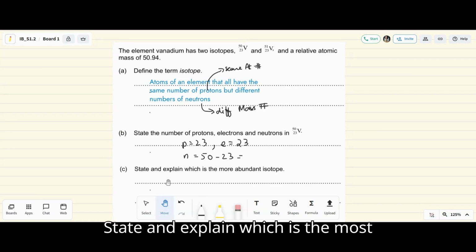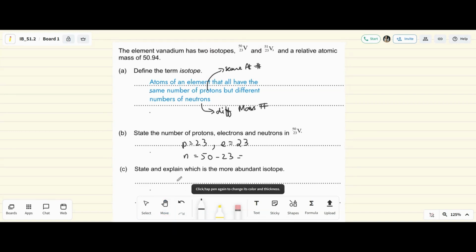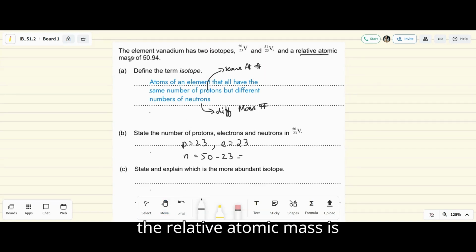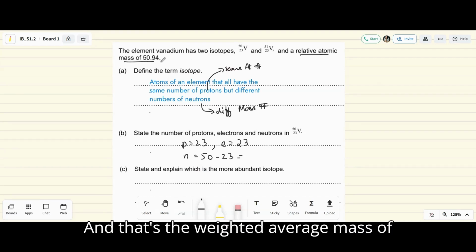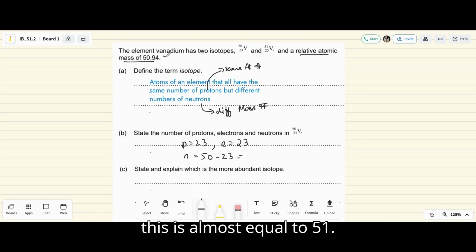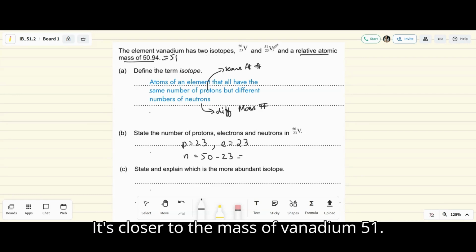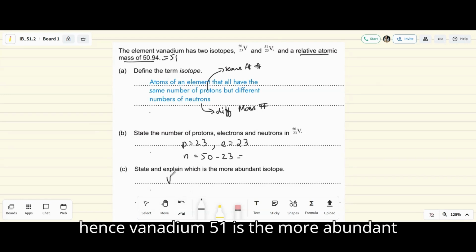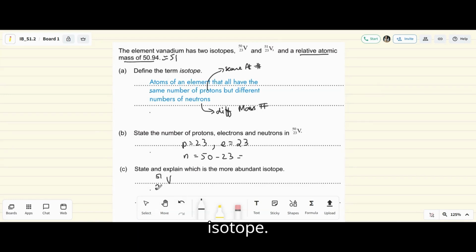State and explain which is the most abundant isotope. Since the relative atomic mass is 50.94, and that's the weighted average mass of both isotopes, this is almost equal to 51. It's closer to the mass of the vanadium-51 isotope. Hence, vanadium-51 is the more abundant isotope.